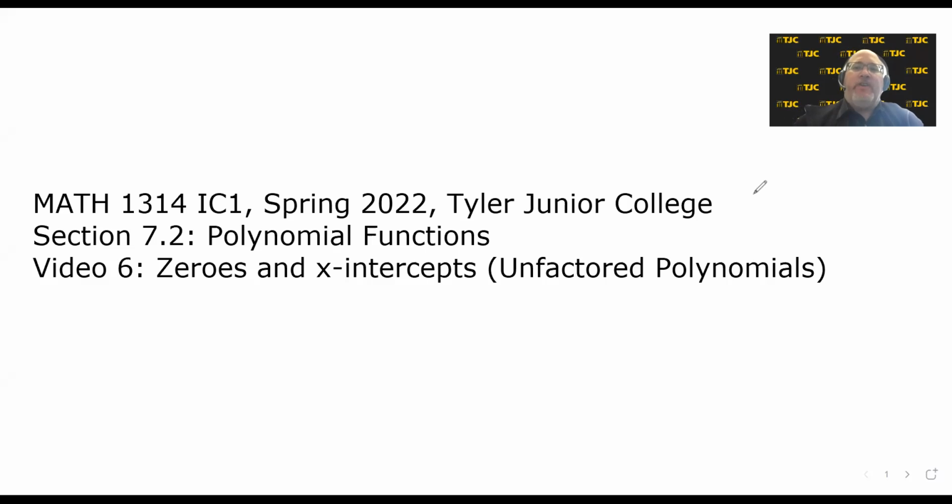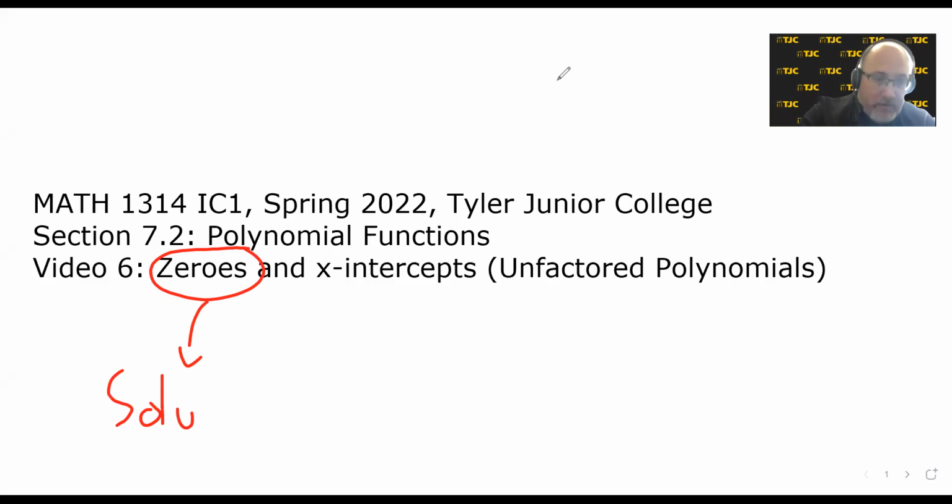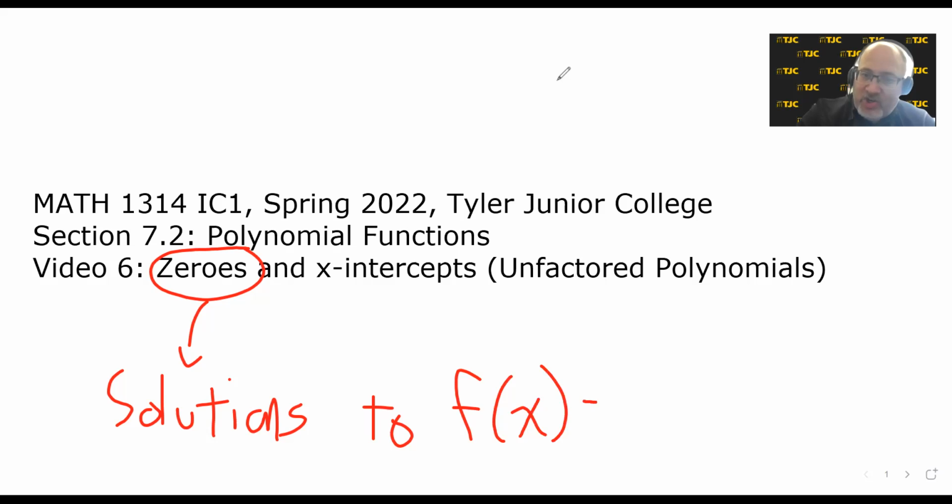Okay, so in the past two videos, we've learned about zeros and x-intercepts, where namely we put the function equal to 0 and solve. And in fact, I want to draw that here, just a reminder that this means that we want to find solutions to f of x equals 0. And by the way, that's the definition of the zero of a function, or zeros of a function, regardless of the type of function, whether it's polynomial or something else.